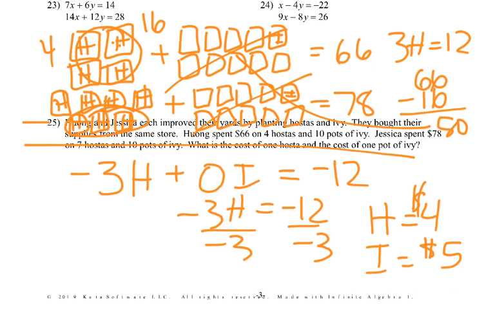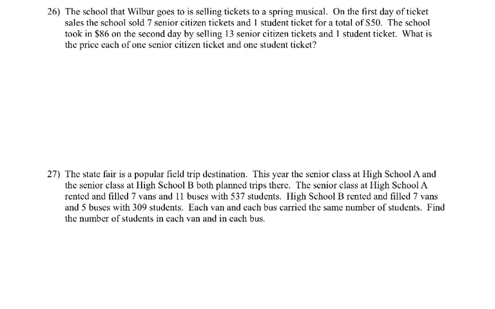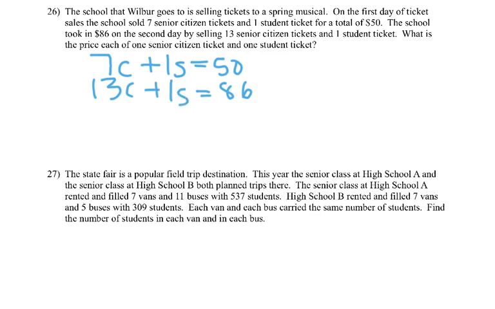Okay, and then just kind of solving it that way. Another way would be to create an equation. So the school that Wilbur goes to is selling tickets to a spring musical. On the first day of ticket sales, the school sold 7 senior citizen tickets and 1 student ticket for a total of $50. So we have 7 senior citizen, let's go C for senior citizen, plus 1 student, S, was 50. The school took in $86 on the second day by selling 13 senior citizens and 1 student ticket.